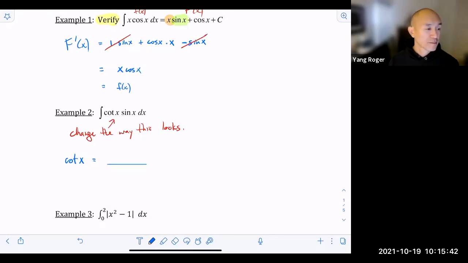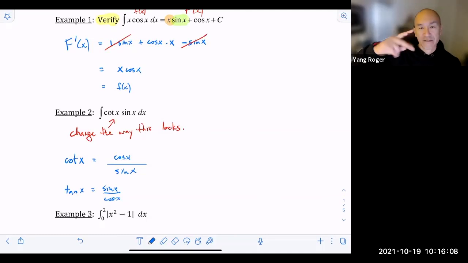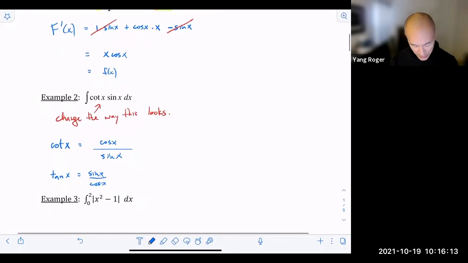On the top, it's going to be cosine of x, and on the bottom, it's going to be sine of x. So this is really the reciprocal of the tangent one. Tangent of x is equal to sine x over cosine of x. And then cotangent is the reciprocal of tangent, so we would just invert the fraction. These are both called quotient identities.